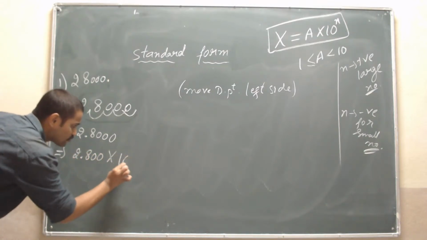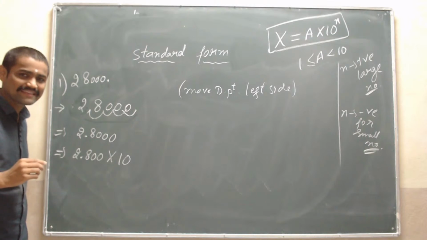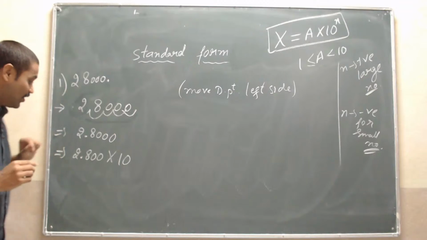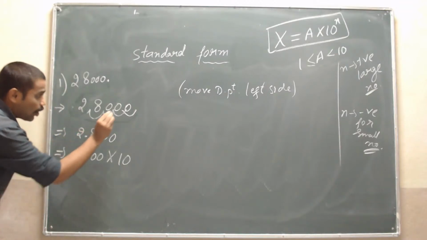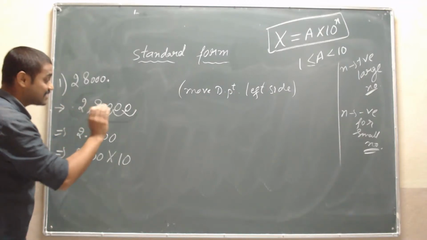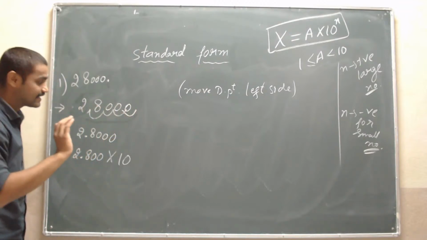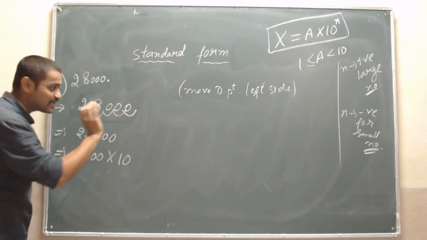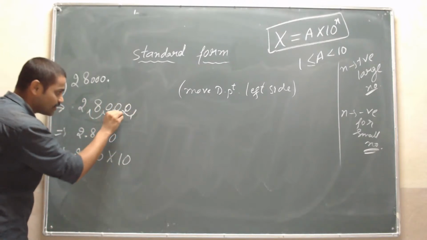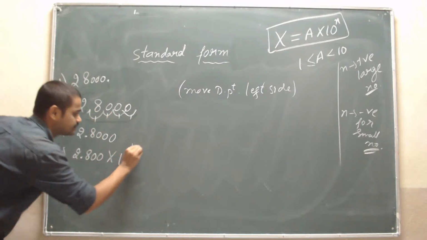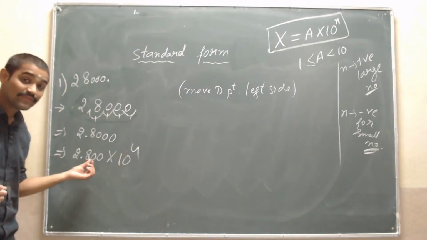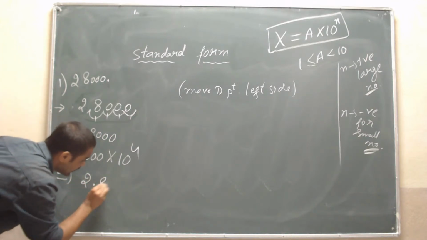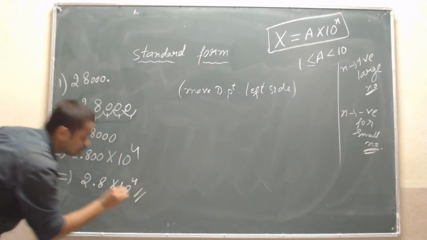2.800 into 10 to the power. Sir, we have to convert that into the standard form. See here, how many times have I jumped? Assume that how many times I have jumped: 1 time, 2 times, 3 times, 4. Now we can neglect these zeros and write it. That is 2.8 into 10 to the power of 4.